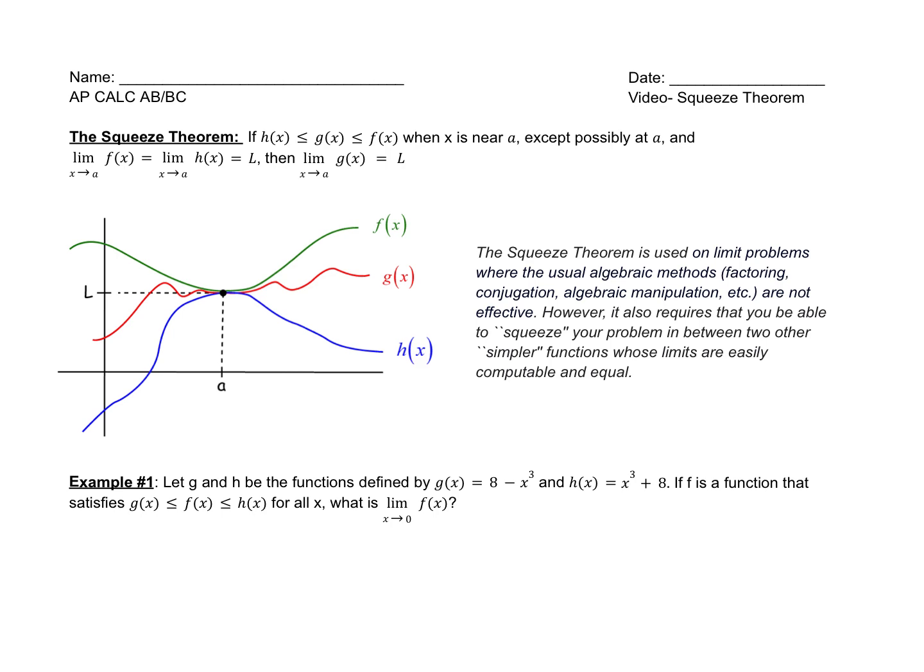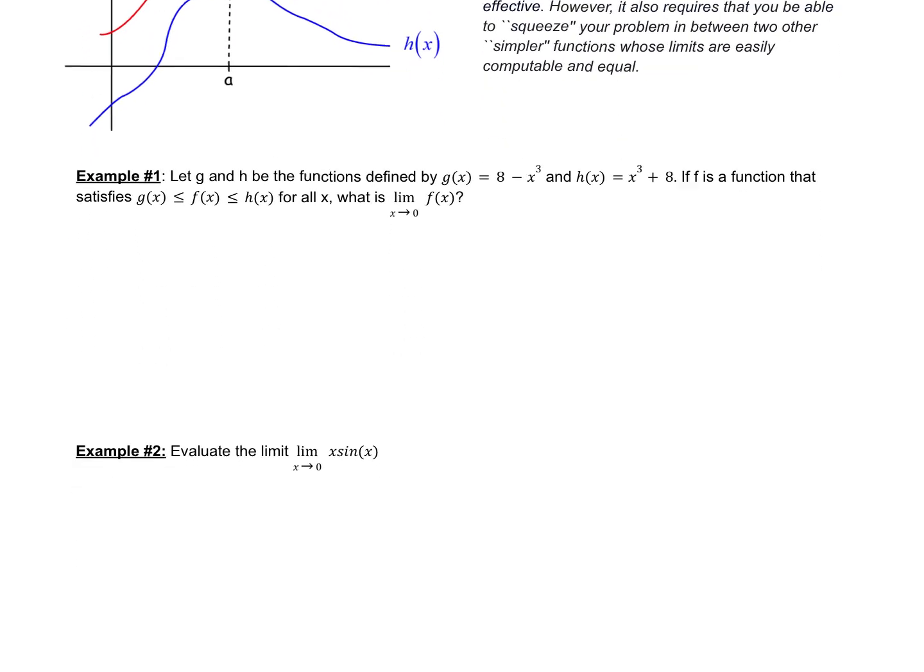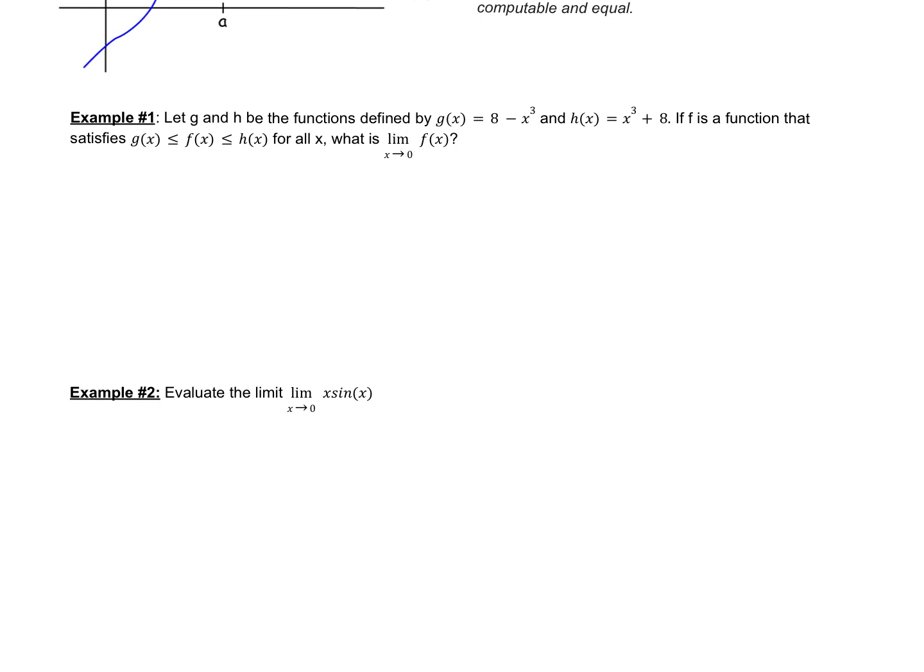So how do I do it when I don't have a picture? Here's an example. It says, let f of x and g of x be functions defined here. And if f of x is a function that satisfies this condition for all x, what's the limit as x approaches 0 of f of x? The first thing I honestly would do is take a look at what they give you. They're giving you your g of x and your h of x, which happen to be the ends of the inequality here. So we're going to go ahead and plug in what we know.